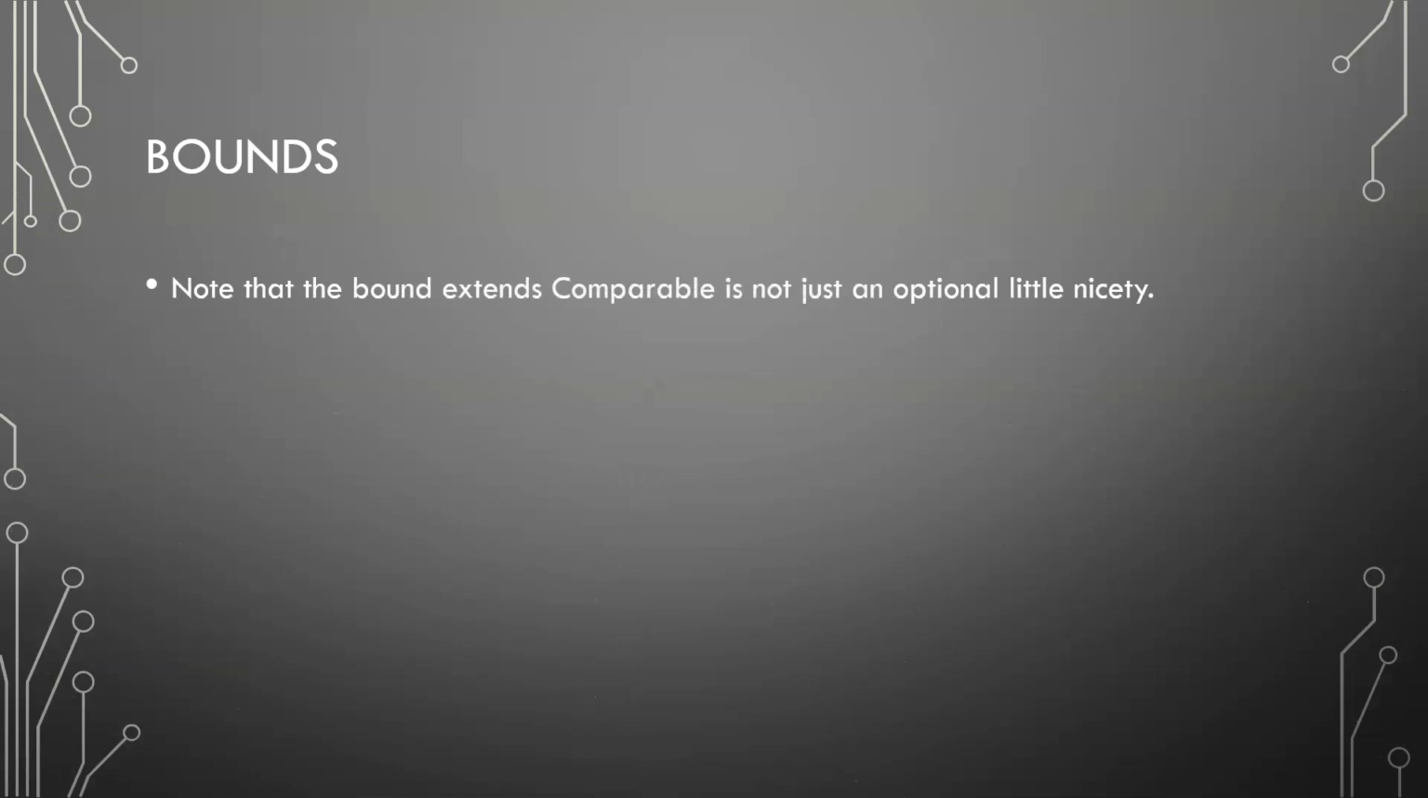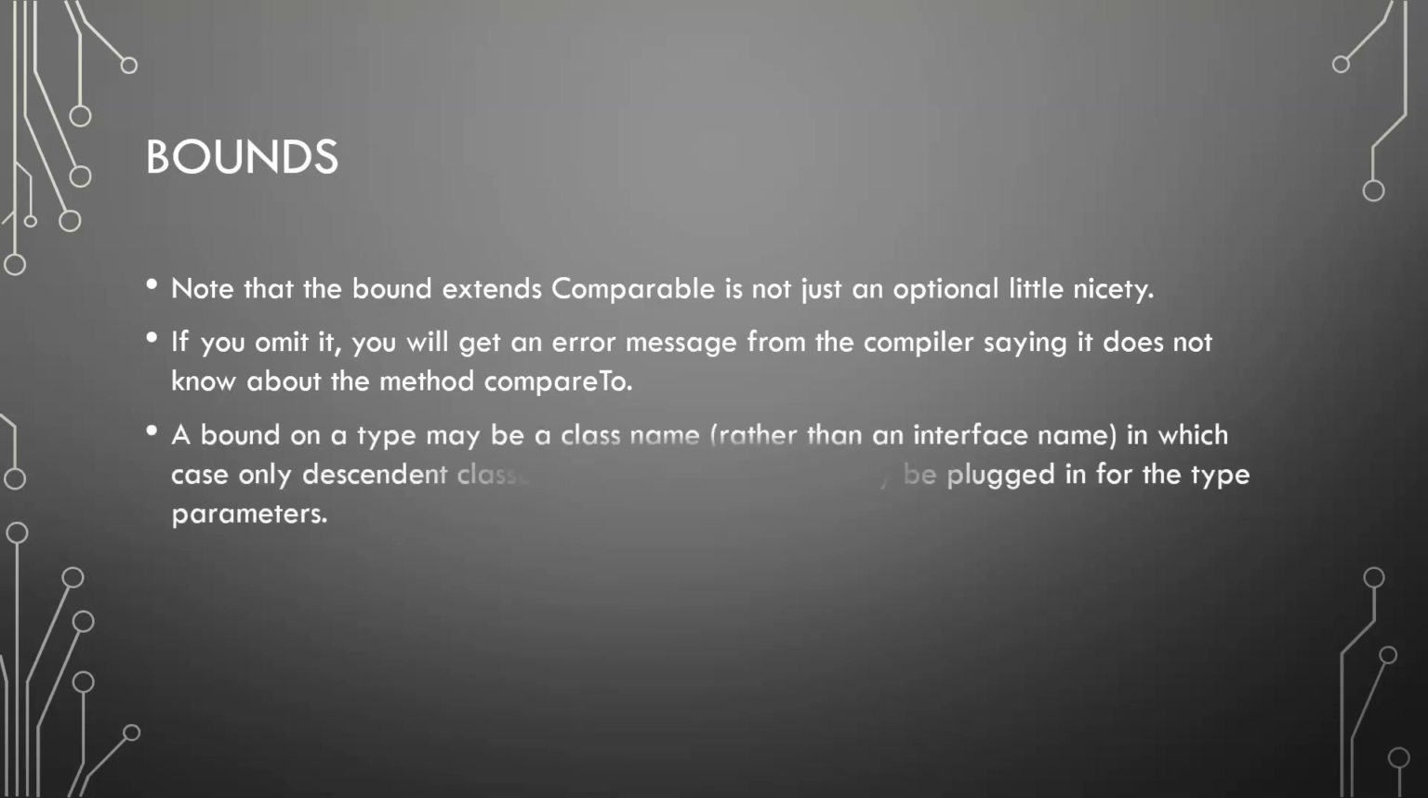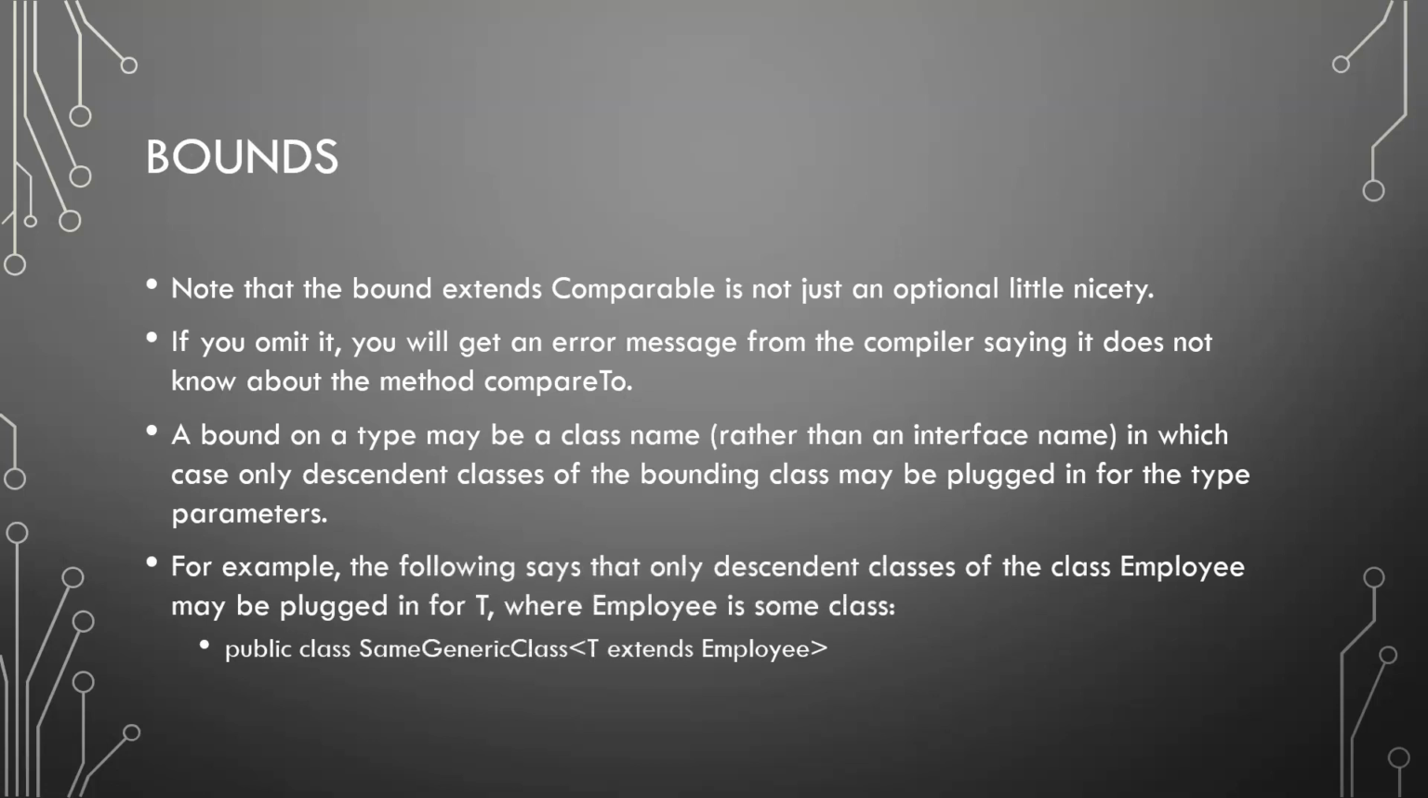Talking about bounds again, note that the bound "extends Comparable" is not just an optional, nice little thing. If you omit the bound, you're going to get an error message from the compiler saying it does not know about the method compareTo. A bound on a type can be a class name or an interface name, in which case only descendant classes of the bounding class may be plugged in for the type parameter. So, for example, the following says that only descendant classes of the class Employee may be plugged in for T, where Employee is some class: public class SameGenericClass<T extends Employee>.